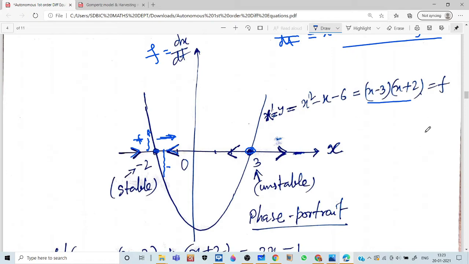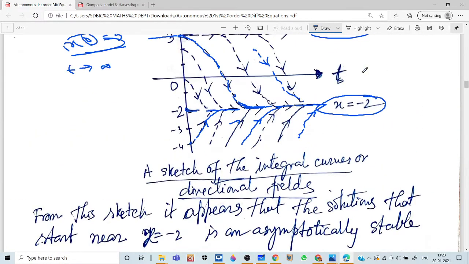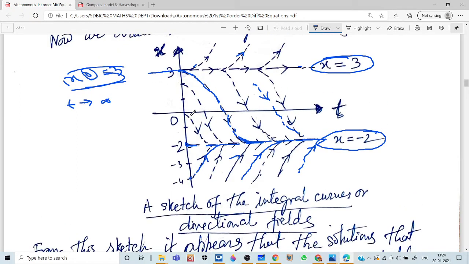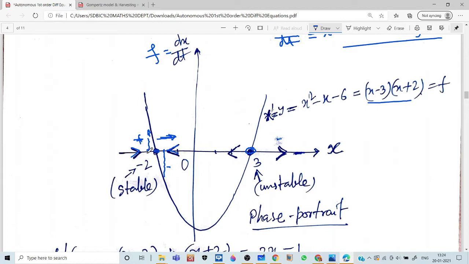Actually, here we draw the integral solution like this. In the t-axis and x-axis, all these trajectories are going to the line x equals -2. So x equals -2 is an attractor. So this is the attractor. This is the one-dimensional picture, with the solution going towards -2.